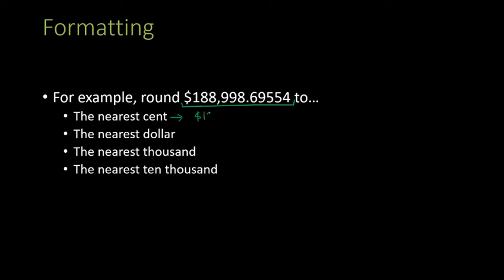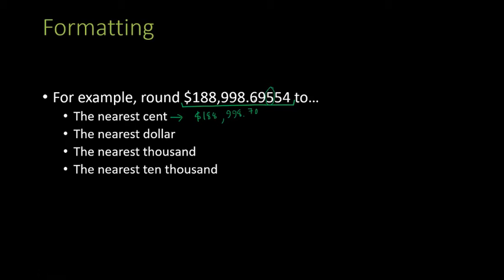That would be $188,998. Notice I have my dollar sign, comma, 998 point. I'm going to look at the 5. The 5 is telling me to round up to 70 cents. So this would be my answer to the nearest cent.